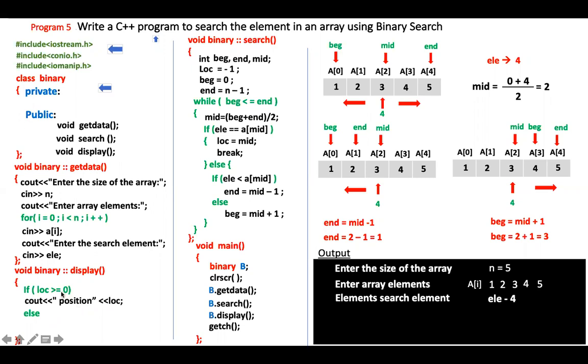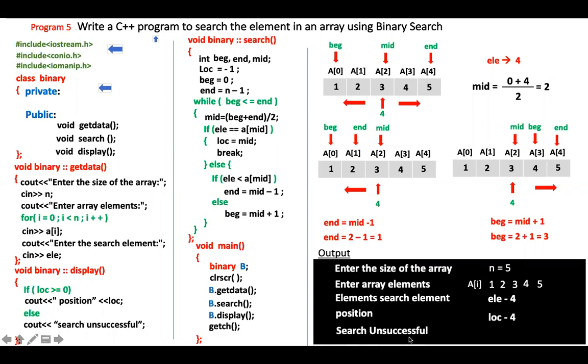If there is no location, then it will take location as -1, which is not greater than 0. It will print cout search unsuccessful. Else, if the element is found, it will print the position of that element, as location is equal to 4. Okay, after finishing your program, obviously you have to write all the elements in your private section.